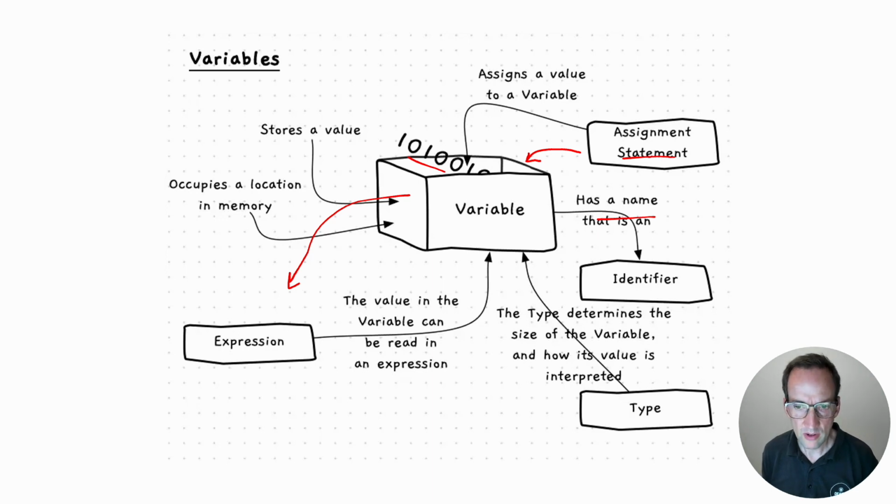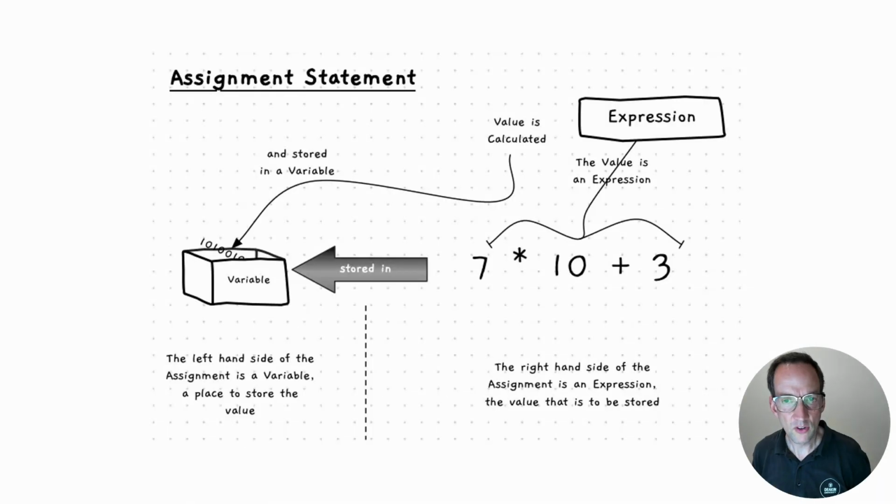Each variable has a type as well, so it either stores a number, an int or a double, or it can store text like a string. The assignment statement is then the statement that we can use to store a value in a variable.